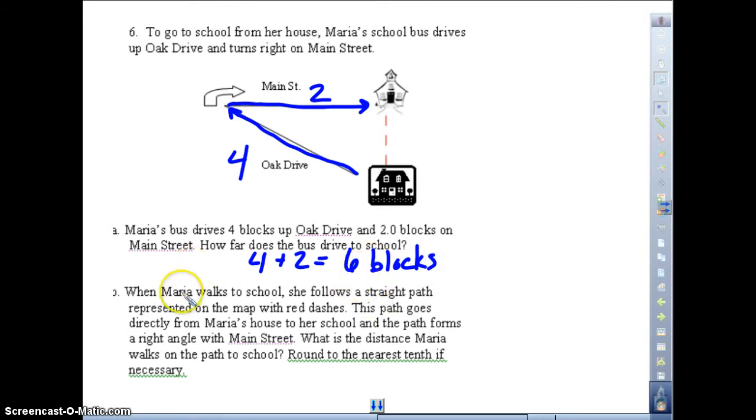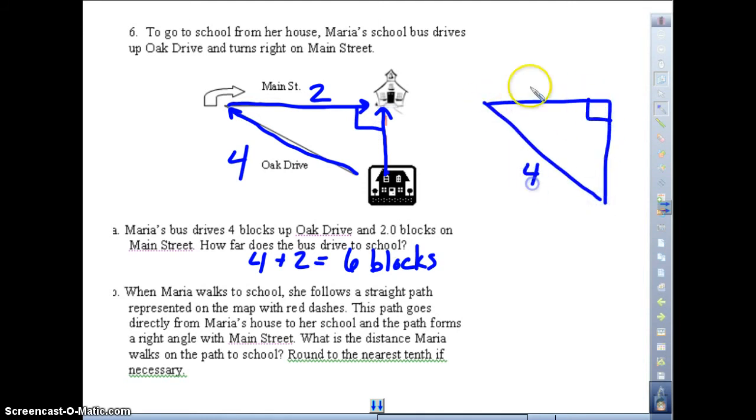Now, when Maria walks to school, she follows a straight path represented on the map by the red dashes. When she walks to school, she goes straight this way. The path goes directly from Maria's house to her school, and the path forms a right angle to Main Street. There's your right angle. So if I redraw it, it looks something like this. This is 4, this is 2, and here's the path she takes. What is the distance that Maria walks on the path to school, round to the nearest tenth if necessary?